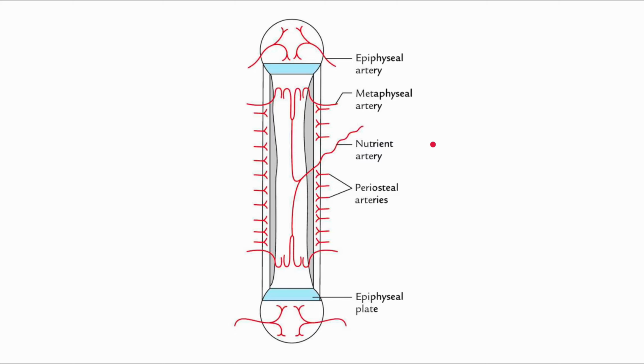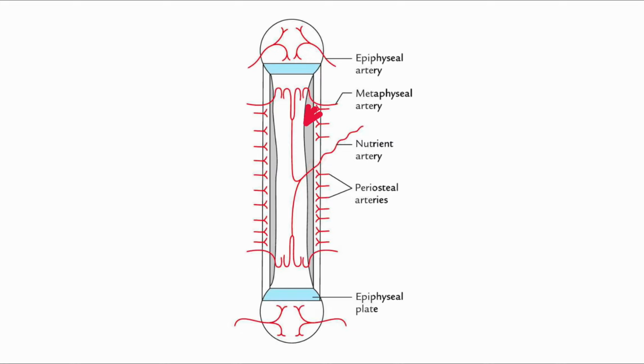The first one will be the nutrient artery. Here it is. This is the nutrient artery. It enters the middle of the shaft, as we can clearly see over here, and the foramen through which it enters into the shaft, that is present over here, will be known as the nutrient foramen. And after entering through the nutrient foramen, this artery passes obliquely through the cortex.